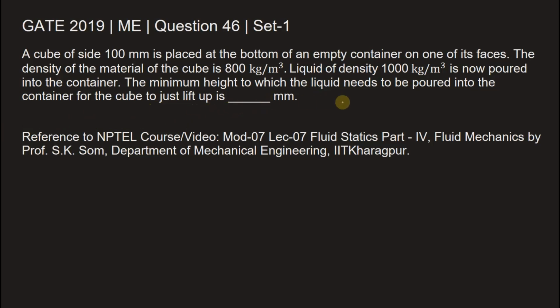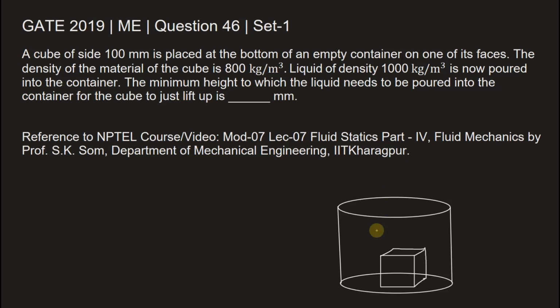Here we need to find out, if in an empty container there is a cube placed with this density and we are pouring in liquid, how much height of liquid we need to pour for the cube to just lift. Let me represent the given information in a figure. So this is the container, which is empty right now, and a cube is being placed inside the container with the density 800 kg per meter cube.